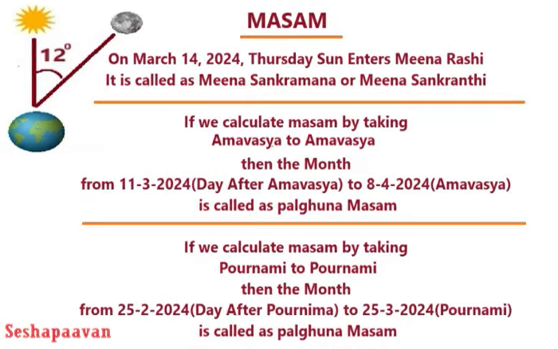So again, in lunisolar calendar there are two types. I already told that there will be two types. In one method, the Masam will be calculated by taking from Amavasya to Amavasya. Then the month from 11/3/2024, that is the day after Amavasya, to 8/4/2024 Amavasya is called as Palguna Masam.